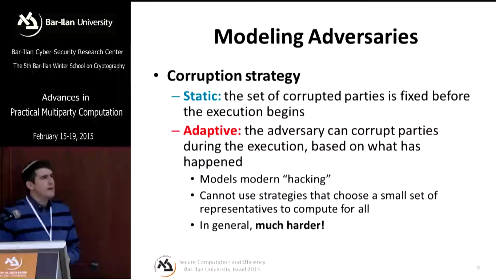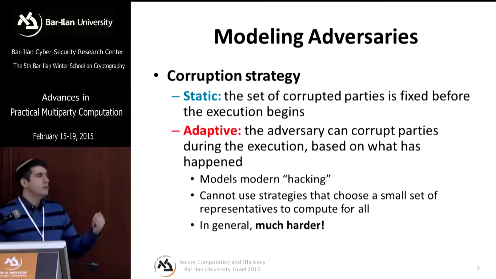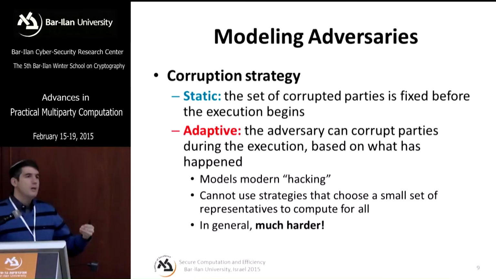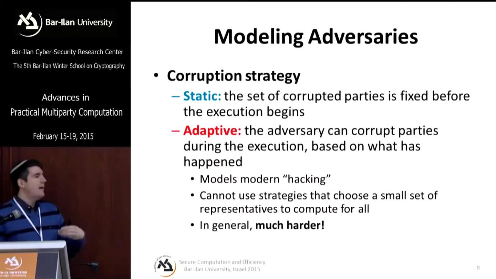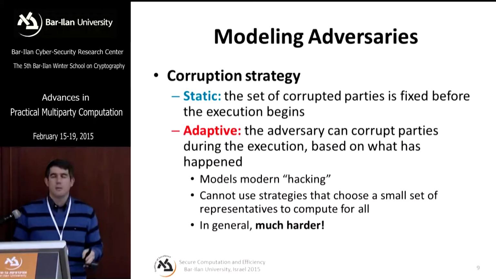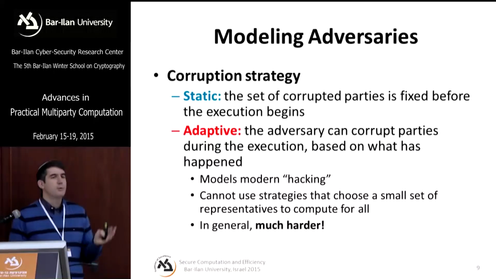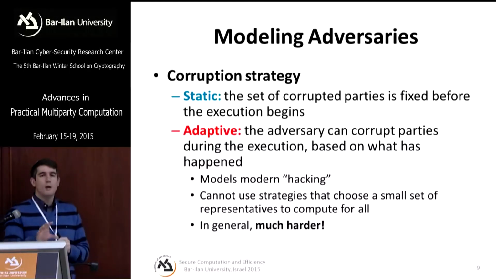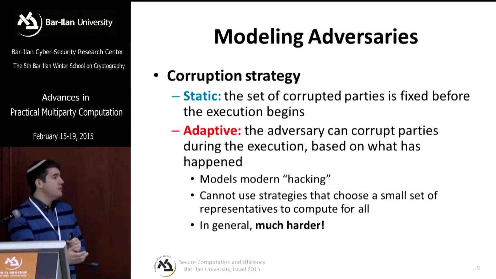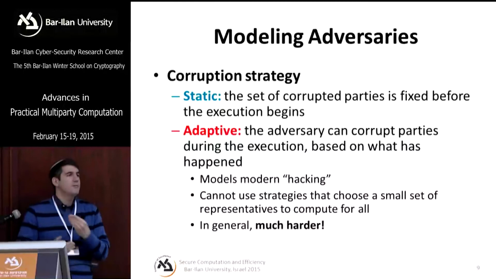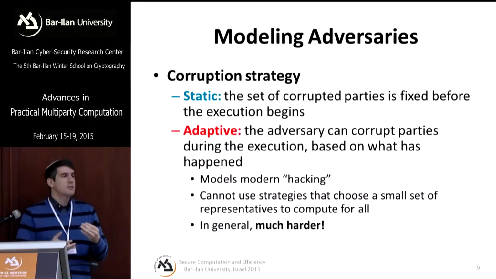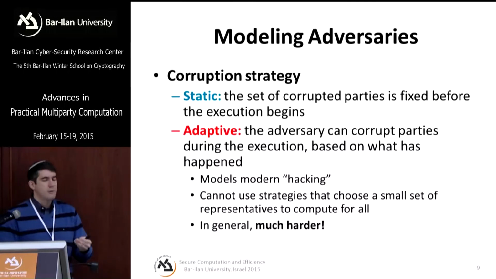A much stronger model is adaptive, where at some point throughout the execution, based on what's happened so far, the adversary can actually choose who to corrupt. This model is like a modern hacking attack where you decide to actively break into a machine which suits your needs. If you had a protocol involving 100 parties, and the first thing they do is randomly choose 5 parties to carry out the actual computation, then an adaptive attacker who can reasonably breach 5 machines could wait until the 5 were chosen and then attack those. So they would not be secure under that model.